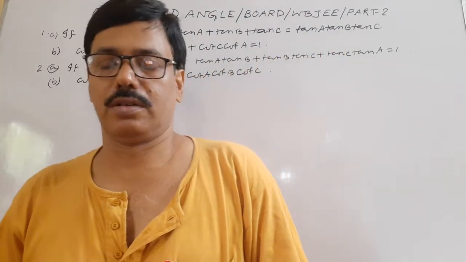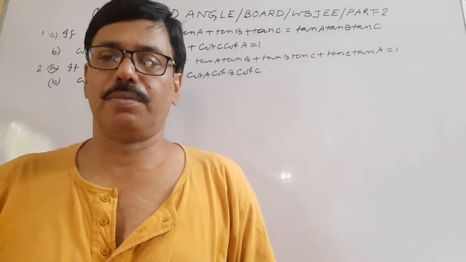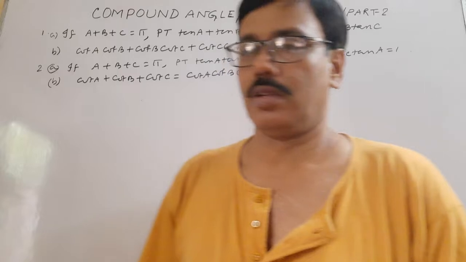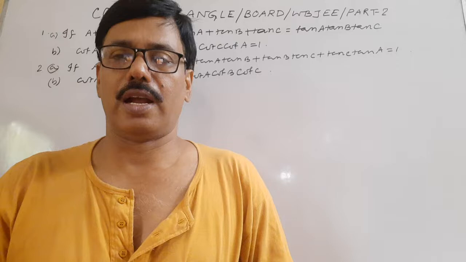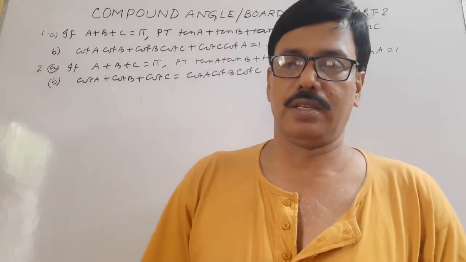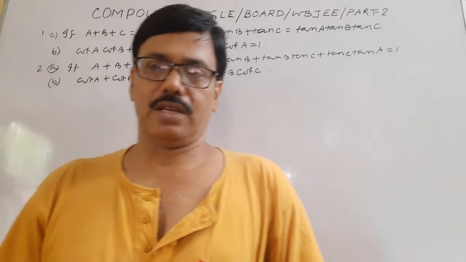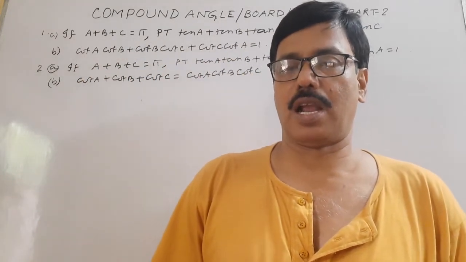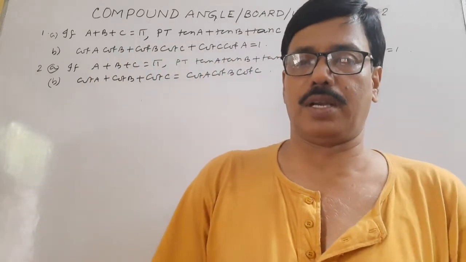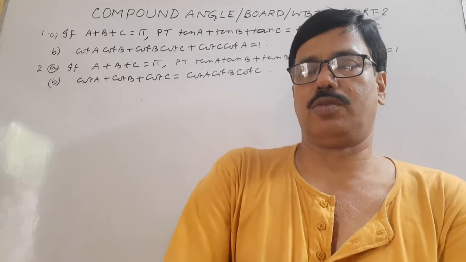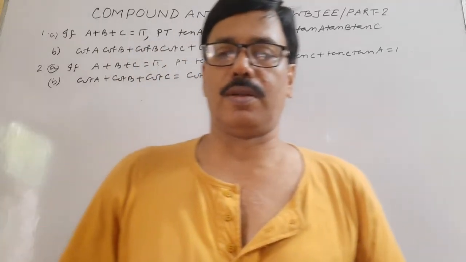Welcome everyone. We are discussing compound angle. In the previous class, I defined what a compound angle is and 5 pairs of formulae: sin(A+B), cos(A+B), tan(A+B), cot(A+B), and the negatives of those, and sin(A+B) into sin(A-B), cos(A+B) into cos(A-B). And we have solved some simple, basic problems.